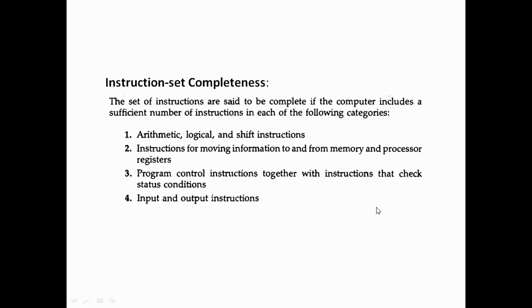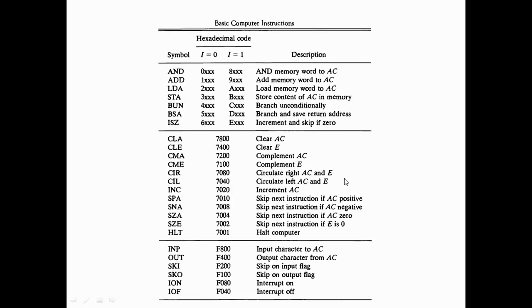And what could be the various instructions? They are listed here, all three categories. So if I say this is the first category, this is the arithmetic, fine. These are the memory reference instructions, these are the register reference instructions, and these are the IO instructions. And we need to see them one by one.